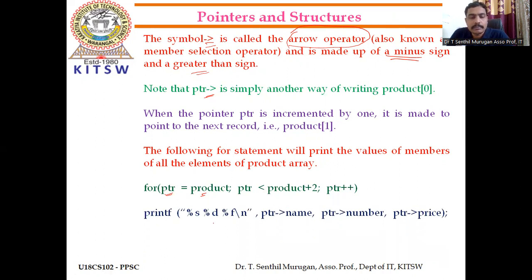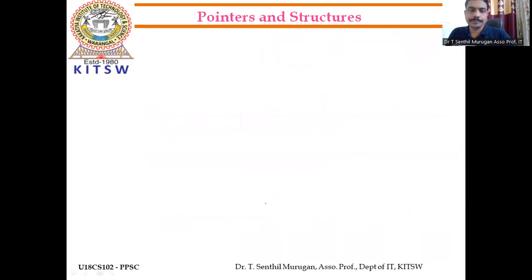So you see here, the printf statement they have given: first pointer to name, pointer to number, pointer to price. So this is related to product 0 initially. Okay, then pointer plus plus means it points to product 1. So it will print both products, up to product plus 1. Why are we using plus 2? Because the maximum size is 2. That's why we mentioned it. Okay.